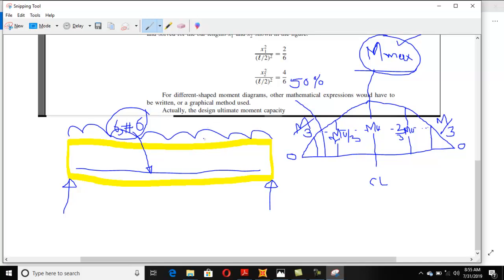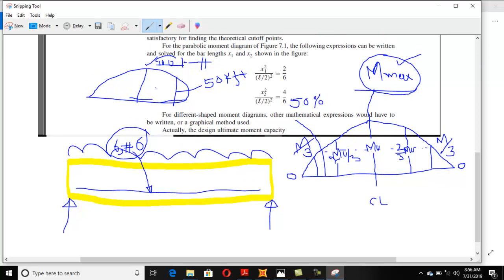Okay, this is clear. If you are providing bars for this maximum moment, and this is, let's say, 100 kip-foot, and its demand is six bar, and then the moment reduces and you select 50 kip-foot, that is 50%. So if 100 kip-foot moment needs six bar, then 50 will need 3 bar, obviously. So then we need to provide here 3 bar, and here six bar. This is basically the theoretical approach for cutoff bars.